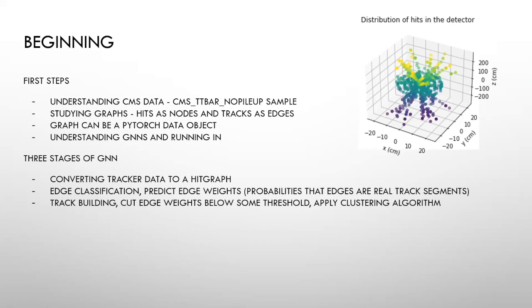That's how I started with the graph building. And then after understanding graph building and the GNNs, I tried running the interaction network. The 3 stages of the GNN are converting the tracker data to hit graph, like I said, then predicting the edge weights, the probabilities of edges being real track segments, and then track building, cutting edge weights below some threshold, and applying a clustering algorithm.